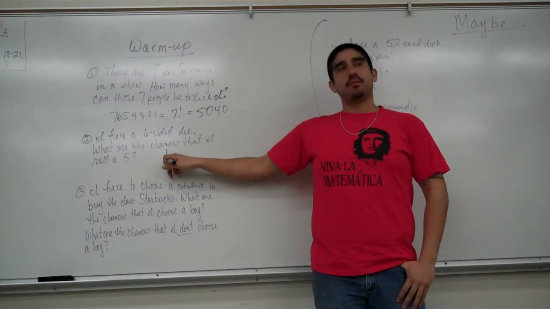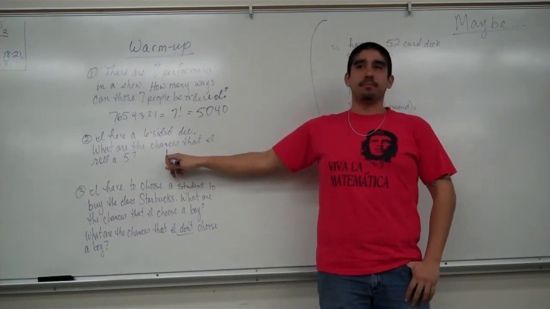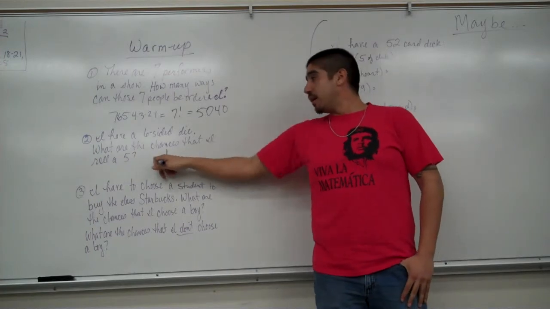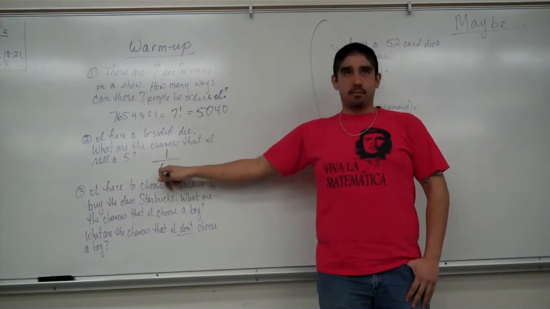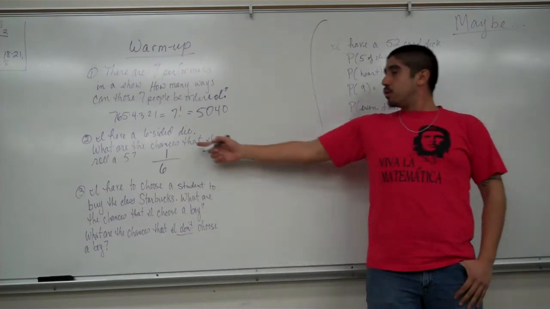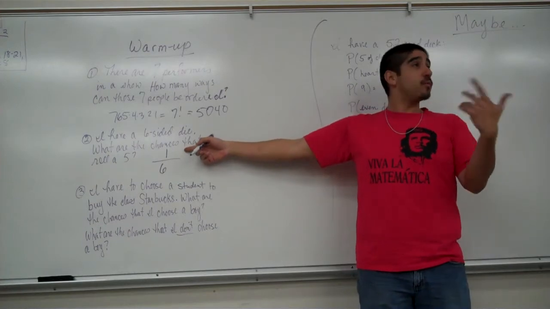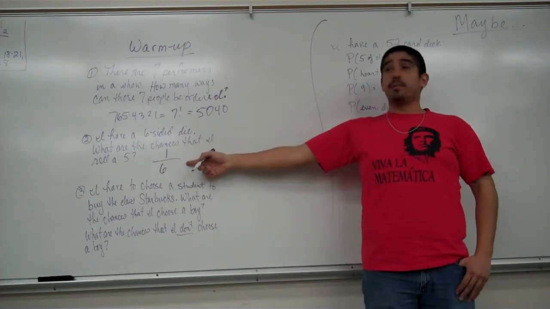Okay. Out of, what does the 6 represent? All the possibilities. Yeah. We would consider this a success. Hitting the 5 would be a success, out of the total amount of possibilities.